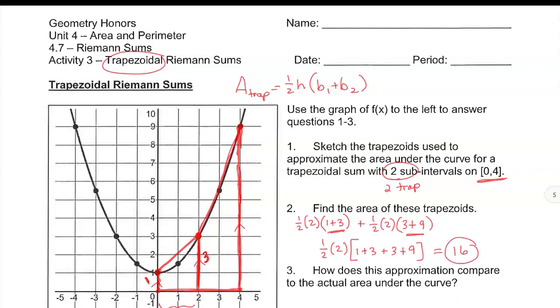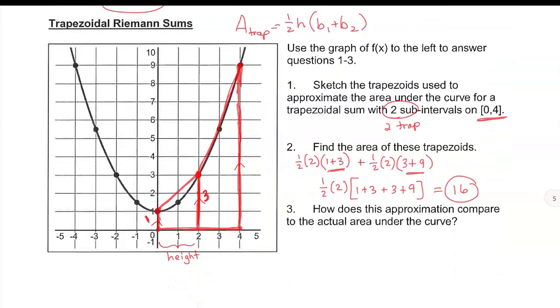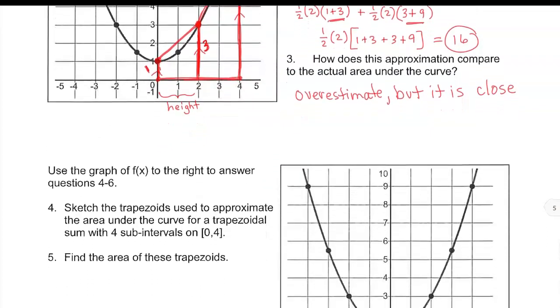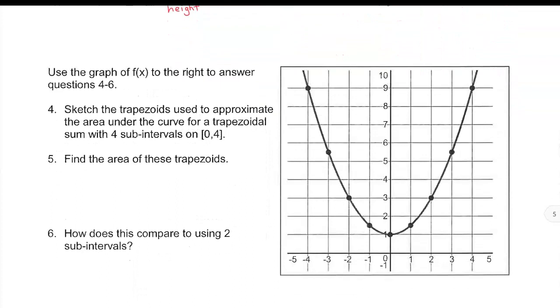Is this approximation close to the actual area under the curve? I would say it's close. It's an overestimate, but it is close. And that's only 2 trapezoids that gave us a close estimate. If we tried to do the same thing down below, using 4 trapezoids this time, we would get a better answer. So go ahead and draw in the trapezoids and then do the calculation.